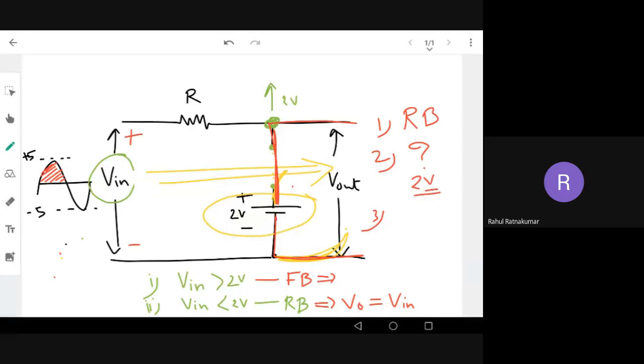You can see the battery terminal is also coming across plus 2 volt, and the diode is acting as a short circuit. So V out is nothing but, according to Kirchhoff's law in a closed path, what is the voltage here? 2 volt, the V bias. Nothing but V bias, VB. V bias is nothing but 2 volt plus 2 volt. Okay, so this is the analysis you have to do.